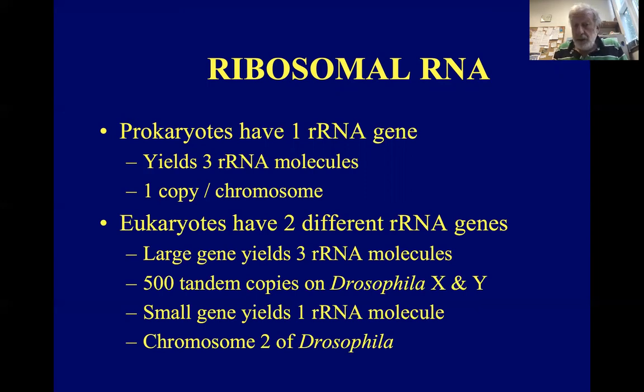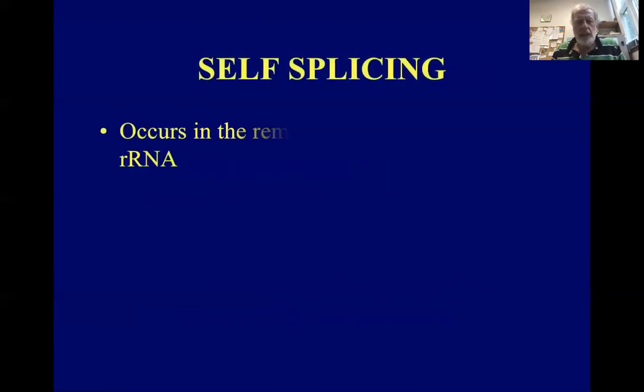The large one we can see in fruit flies is 500 tandem copies. That means copies next to one another. They're in a line on their sex chromosomes. And then their small ribosomal RNA molecules are on their chromosome 2.